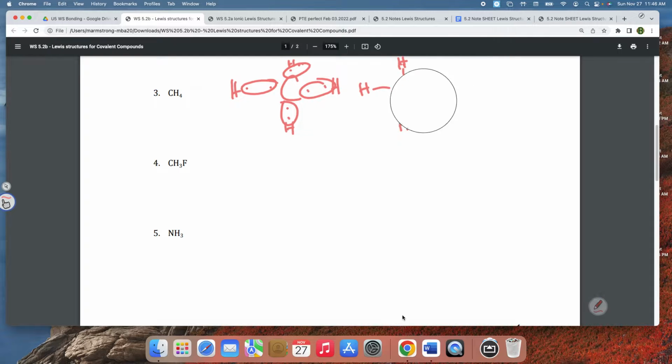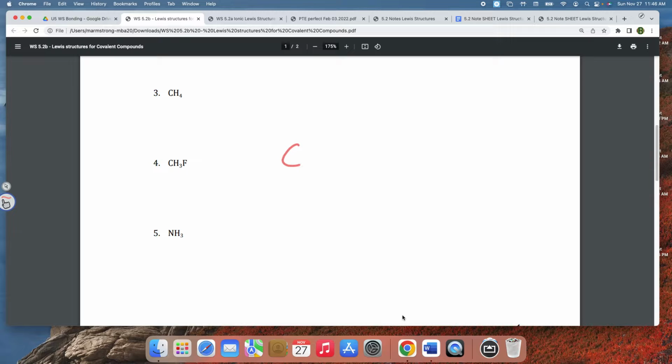Number 4, the single thing goes in the middle, but there's 2 single things. There's the C and there's an F. The C goes in the middle. And if you're on a test and I forgot to point that out, ask me, like, is the carbon the one in the middle? And I'll say yes or no. So carbon's in the middle, and then we'll have 3 hydrogens around it. I just happened to choose that orientation, and then an F.